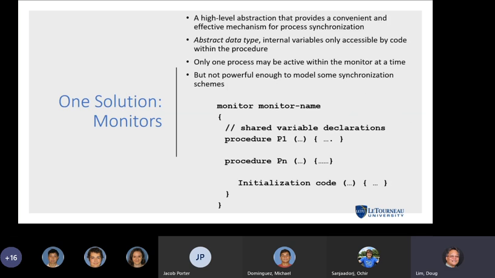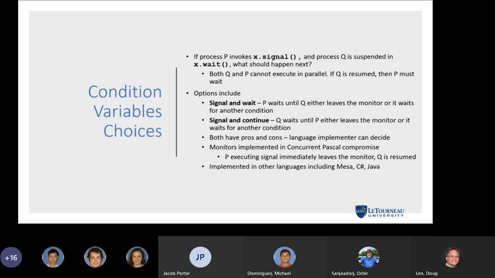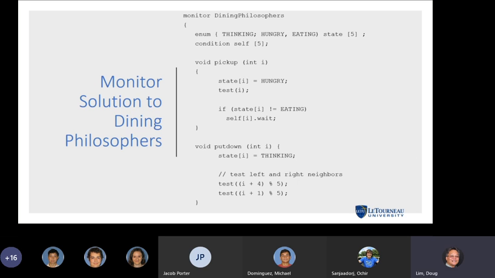One thing is, monitors are generally part of most modern programming languages, and basically there's an entry queue and a queue associated with each event. Those are the condition variables. And so we came up with a solution to the dining philosophers problem. Here we have mutual exclusion, no deadlock, but it still has the possibility of starvation. But we have solved the deadlock problem in the monitor solution for the dining philosophers that we have here.